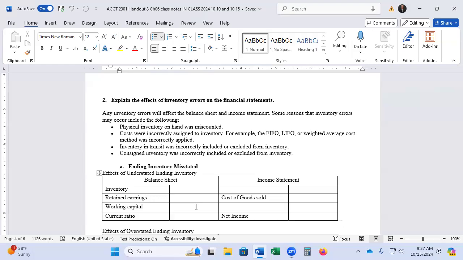All right. And so the effects of an understated inventory, and of course that means inventory is understated. And I want to go over to cost of goods sold and think about that. So if my inventory is understated, that means more expense flowed through cost of goods sold. Because when I do my formula for cost of goods sold, right, I subtract out the ending inventory.